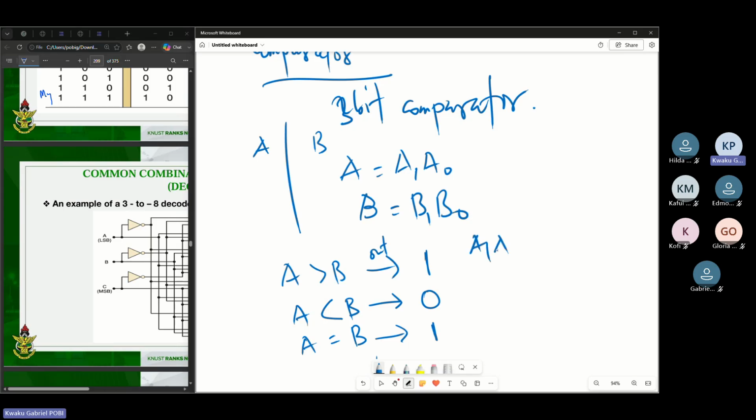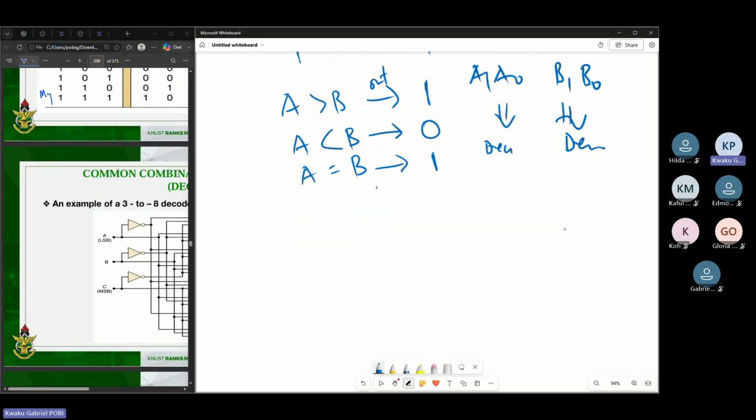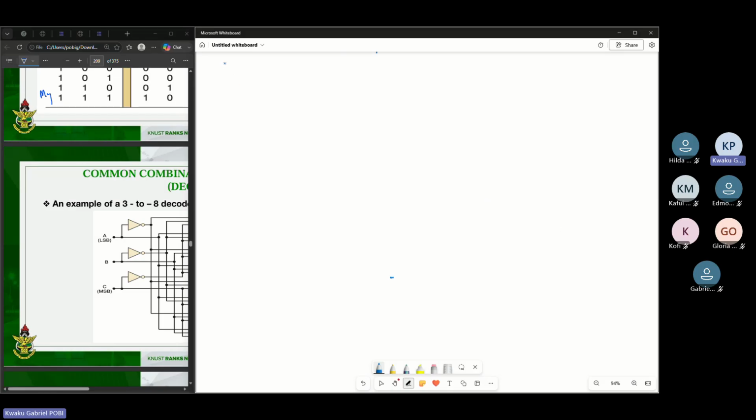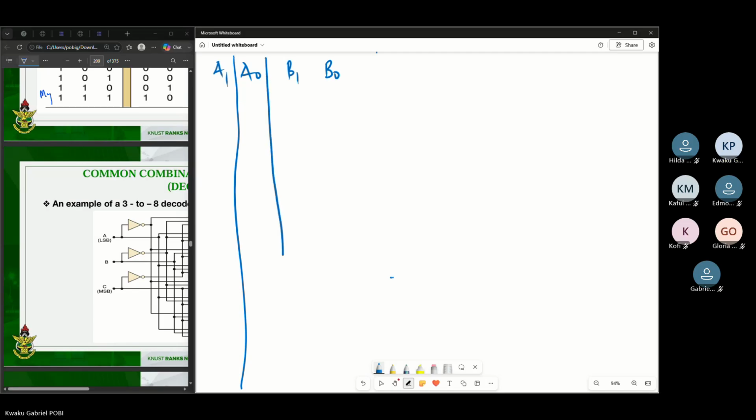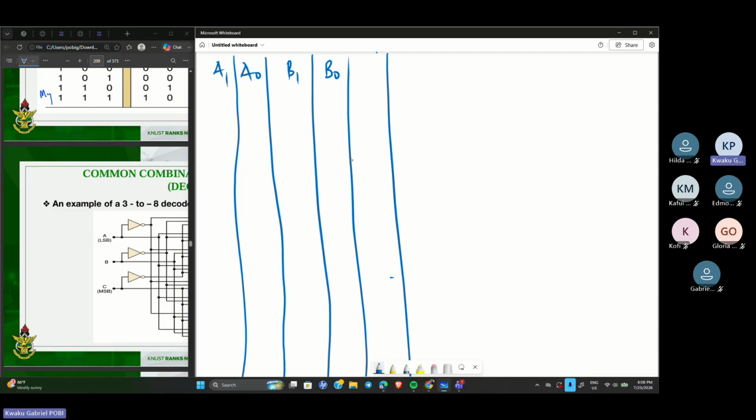So here you'll be comparing A1, A0 to B1, B0. You convert this to decimal, this also to decimal, and then you compare them. So if you have 0, 0 comparing with 0, 1, it means here is 0, here is 1. And then 1 is greater than 0, means your output should be a 0 in that case. So that's what we are going to implement. So let's do it. I think you have A1, A0, B1, and then B0 like this. So I'll draw my lines. Then you have your outputs.